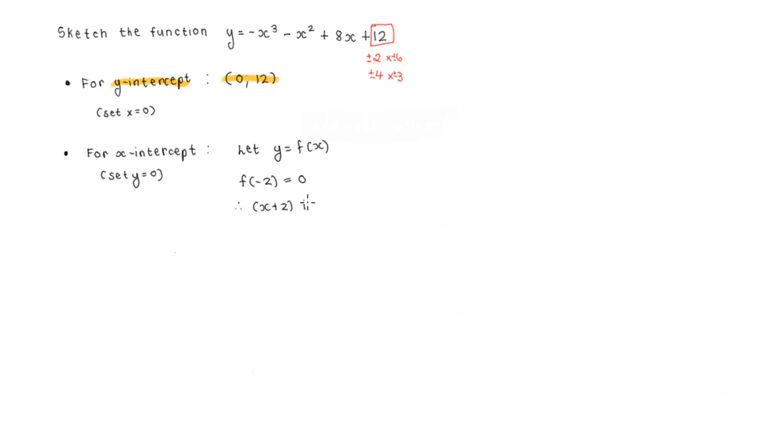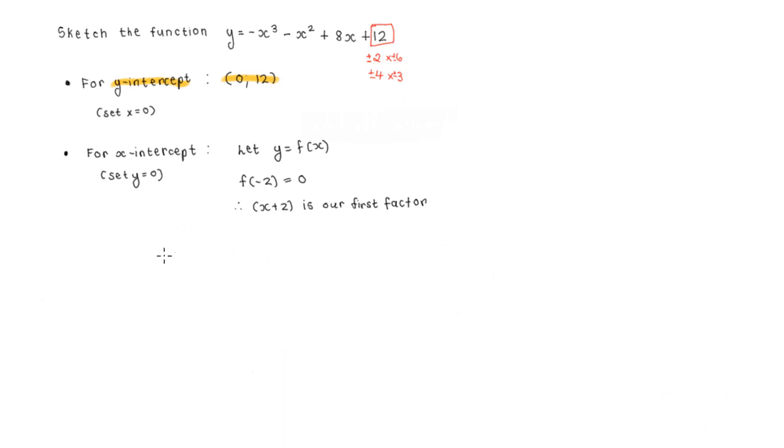Therefore, x plus 2 is our first factor. Now you have your first factor, and you are ready to go into getting your quadratic factor. Remember I told you that the method you use to get your quadratic factor is absolutely your choice. You can use polynomial long division, you can use synthetic division, or you can use inspection. For this example, let's use synthetic division.